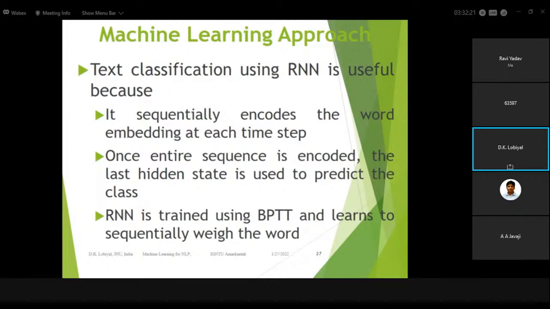Another important point is that RNN is trained using BPTT, that is backpropagation through time. And backpropagation is very, very important in neural networks. I'm only throwing the term here. I cannot go into detail because of the time limit, but you can go through it. I'll give you a book. And then the weights are learned.